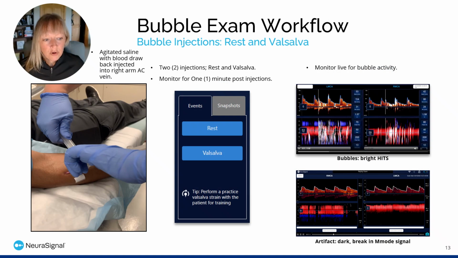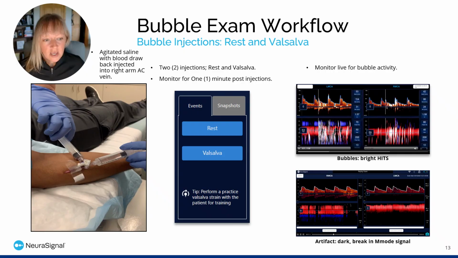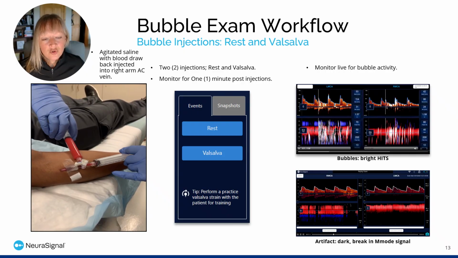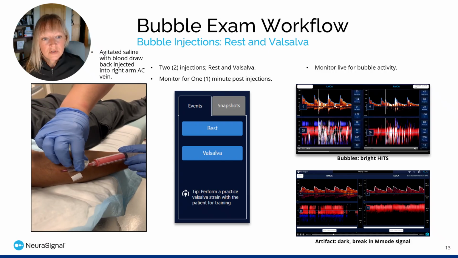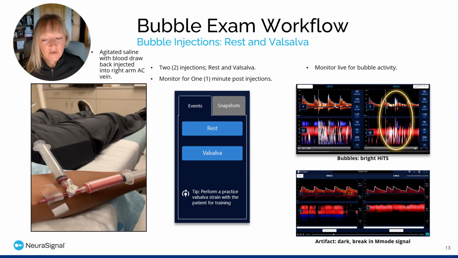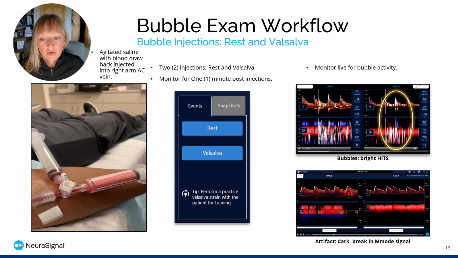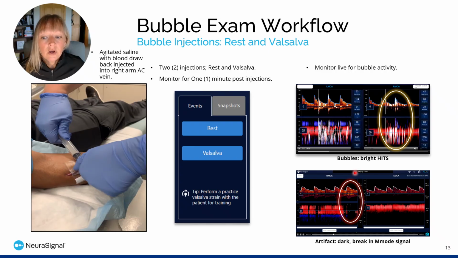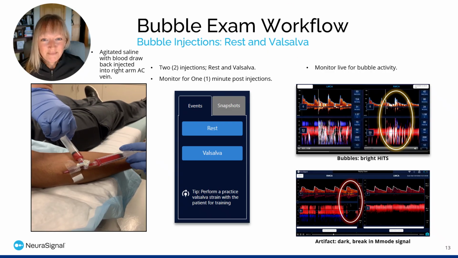The bubble exam workflow is an agitation of 9 cc's of saline, 1 cc of air, half cc of blood drawback, 10 vigorous cycles, and 2 injections. You'll do 1 injection at rest and 1 injection with Valsalva. We'll look for the bubbles as you see here on the screen. We will identify the higher concentration of white within the M mode, along with the higher concentration of white within the spectrogram. A unique popping sound you will hear along with bubble identification.